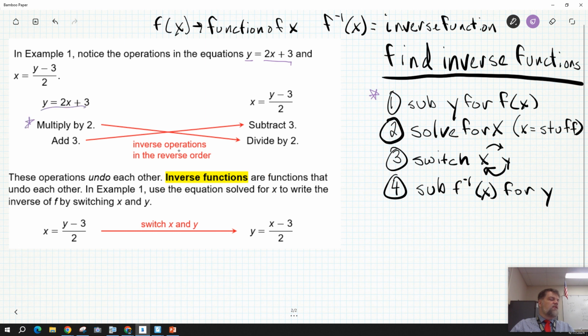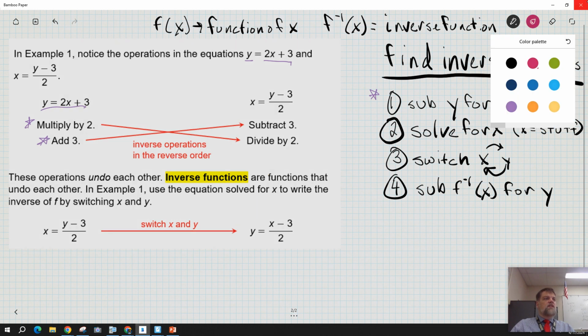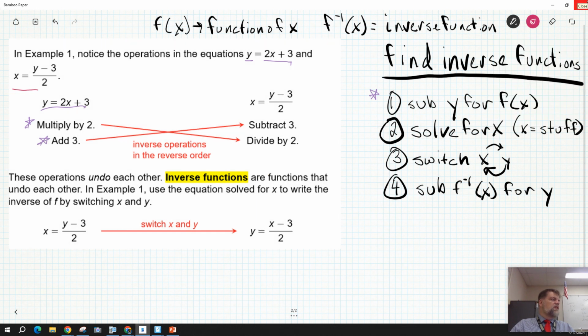We multiplied by 2 and we added 3. However, on this equation, we subtracted 3 and then we divided by 2. So we did inverse operations, but we also did them in the inverse or reverse order. And since we did them in the inverse order and with opposite operations, you could label both of these functions as inverse functions.